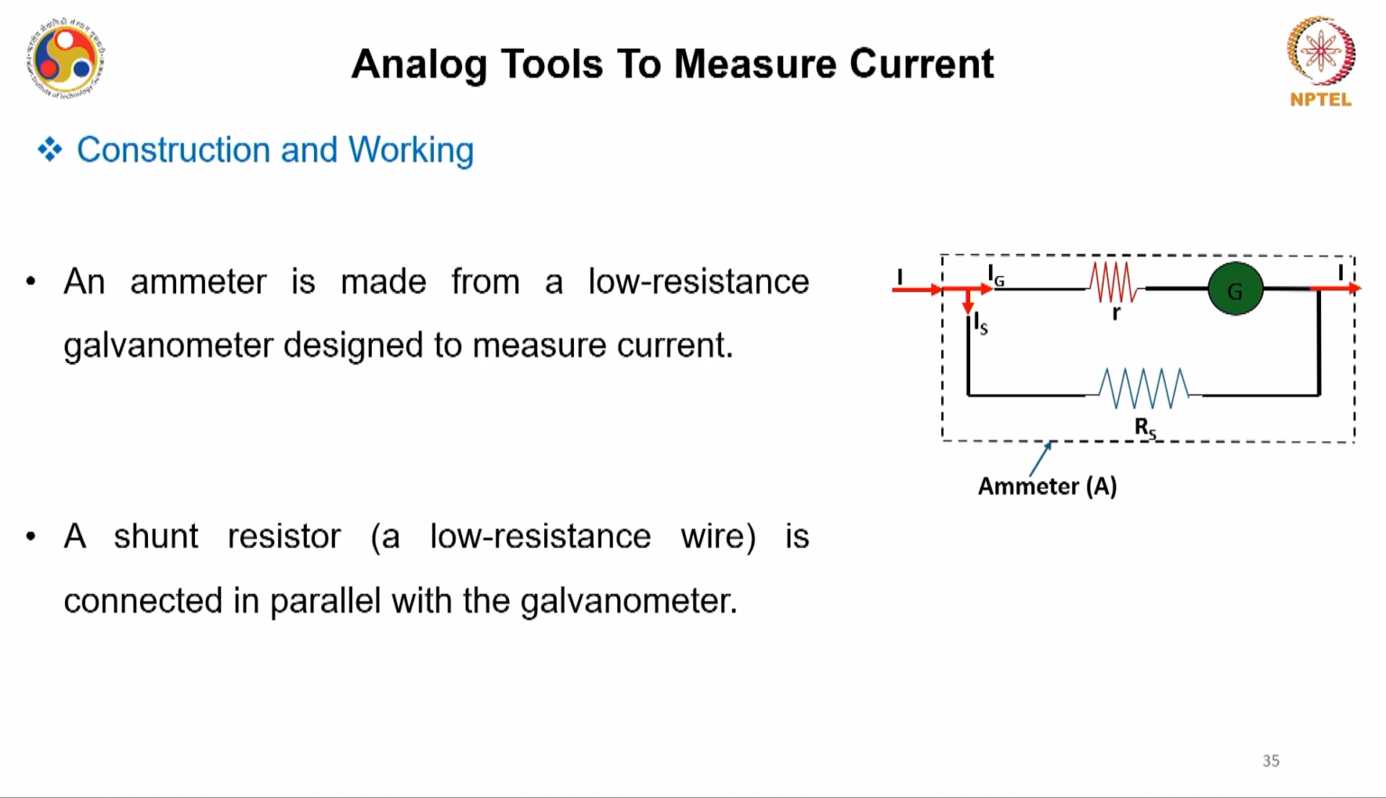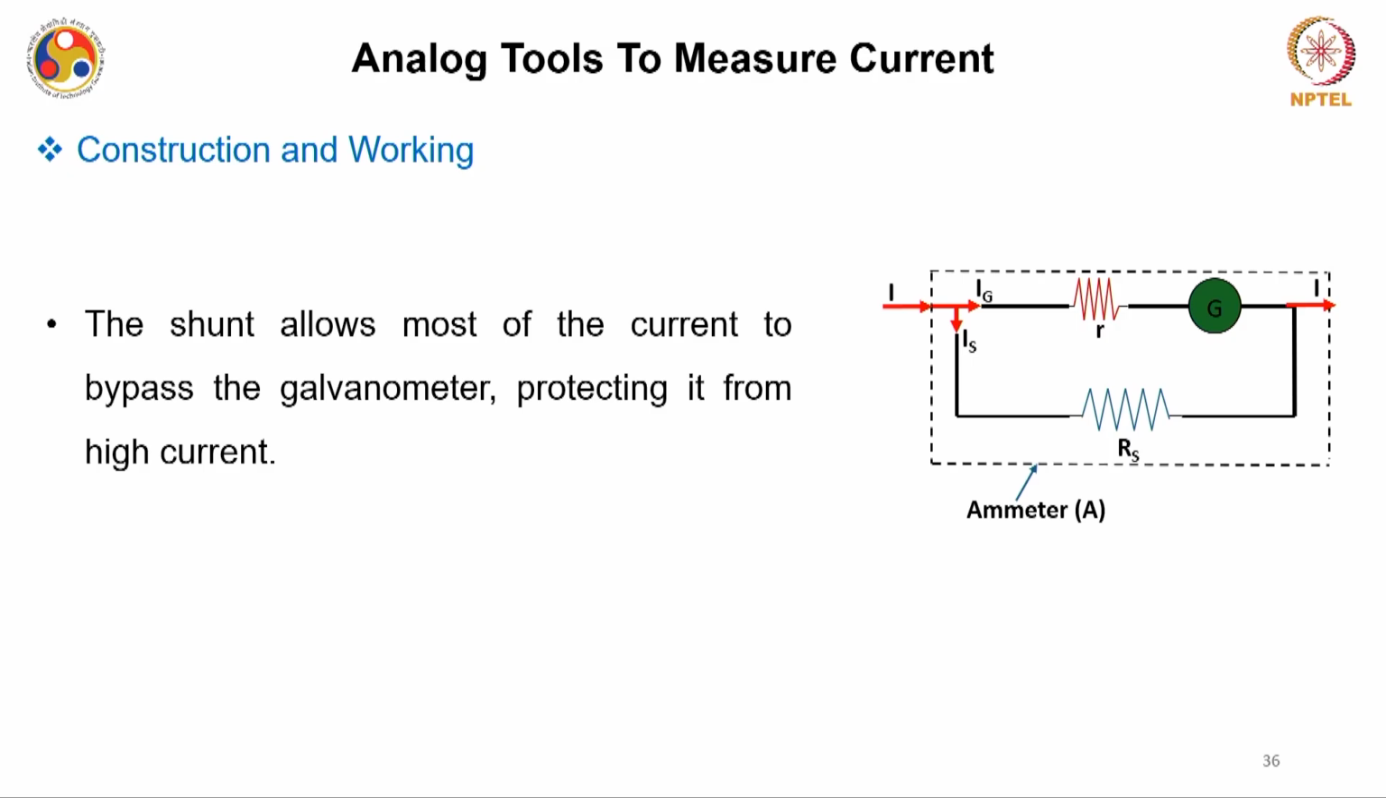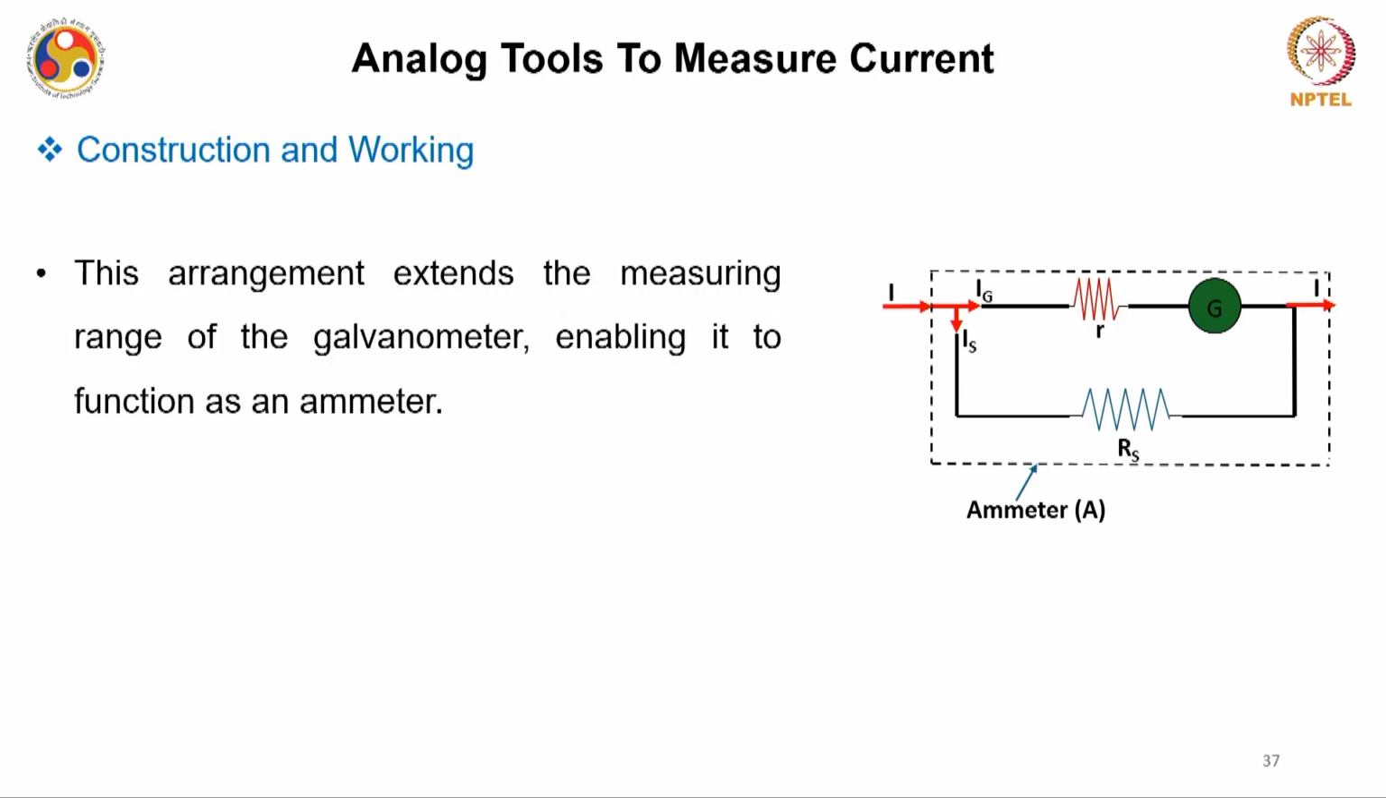An ammeter can be made from a low resistance galvanometer, which is basically designed to measure the current value. Shunt resistance, which is a low resistance wire, is connected in parallel with the galvanometer. This is a typical galvanometer structure, and this is the shunt resistance I am talking about. In the case of an ammeter, it is a low resistance wire connected in parallel with the galvanometer setup. The shunt allows most of the current to bypass the galvanometer, which protects it from very high current flow. This arrangement extends the measuring range of the galvanometer, enabling it to function as an ammeter.